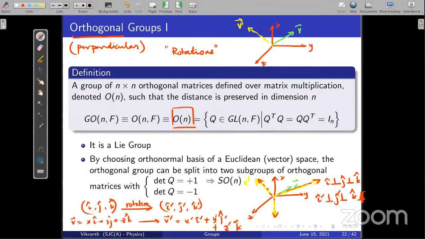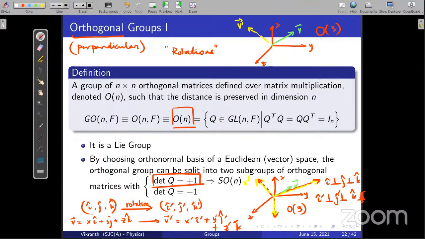O stands for orthogonal, and n stands for the number of dimensions you have. So here it would have been O of 3. This again was O of 3. But you can go ahead and do it in 2 dimensions, in 4 dimensions, in n number of dimensions, right? And it will ensure that all your basis vectors, the i, j, k, in however many dimensions you have, remain perpendicular throughout.